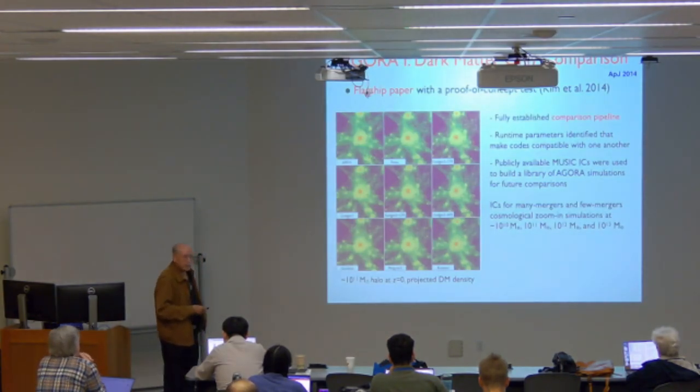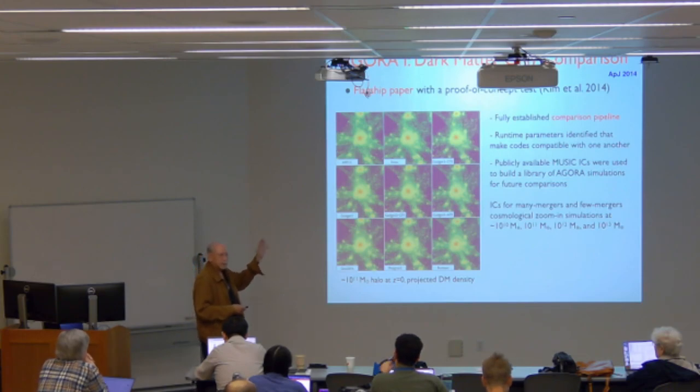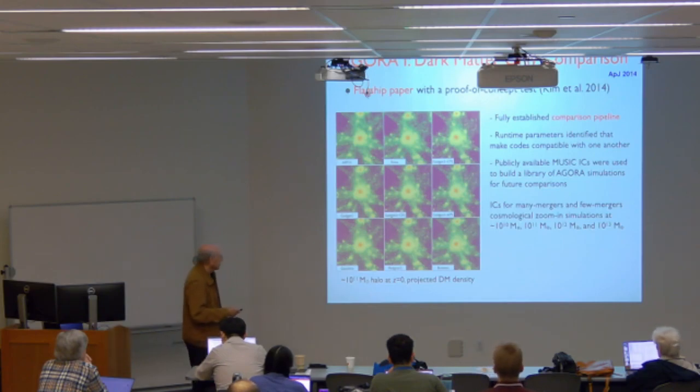So the first thing we did was to set up initial conditions and run them with pure dark matter simulations, 9 different codes. To a first approximation, if you look at these, they all look very similar. But when you look very carefully at them, the codes actually differ quite a lot, even though these are pure dark matter codes.